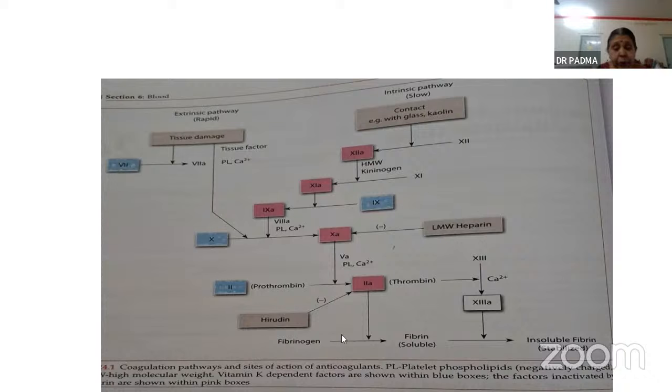So you have to remember to replace the factors or the vitamin K in any case of warfarin overdose, whether you want it urgently or whether you have some time to spare, so that you can use the two antidotes simultaneously in whatever position the patient is.